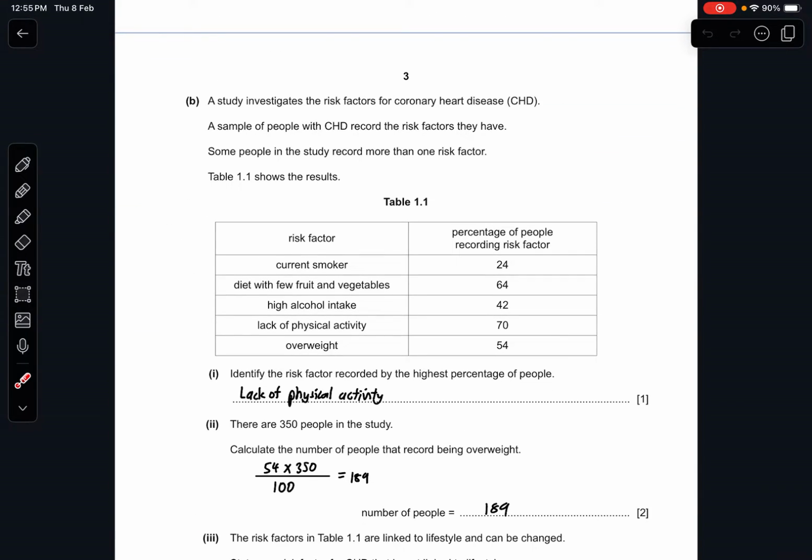B, a study investigates the risk factors for CHD. A sample of people with CHD record the risk factors they have. Some people in the study record more than one risk factor. Table 1.1 shows the result, so they ask you to see the table. Part 1, identify the risk factor recorded by the highest percentage of people. To see the highest number, which is 70, which is the lack of physical activity.